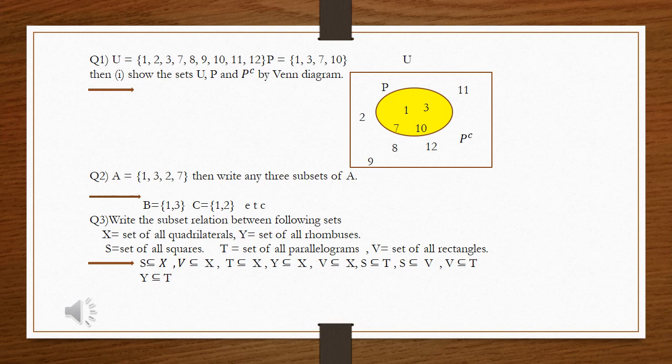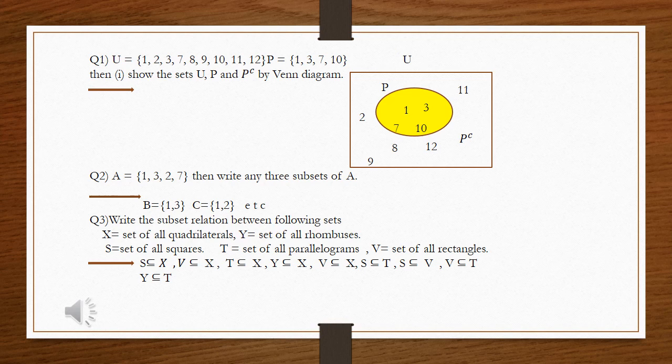The set A contains the elements 1, 3, 2 and 7. Then we have to write any three subsets of set A. Here we can write plenty of examples of subsets of set A, because we can take all singleton sets. For example, {1}, {3}, {2}, {7}. These are all subsets of set A. Or here I have just written three subsets. Take set B as {1, 3}, set C as {1, 2} and set D as {1, 7}. These are also subsets of set A.